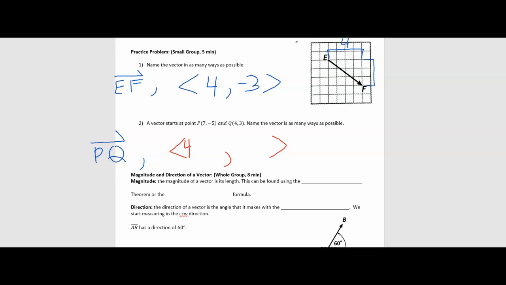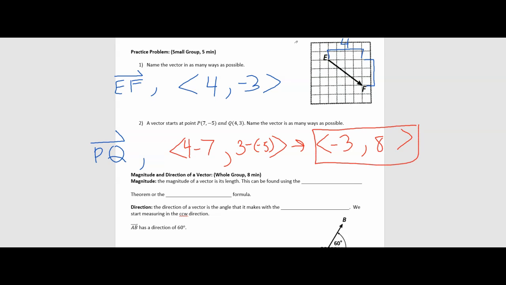And maybe I'll actually write this out. So 4 minus 7 and 3 minus negative 5. So component form would look like negative 3, positive 8, because you're going to be adding 8 to negative 5 to go to 3, and subtracting 3 from 7 to go to 4.